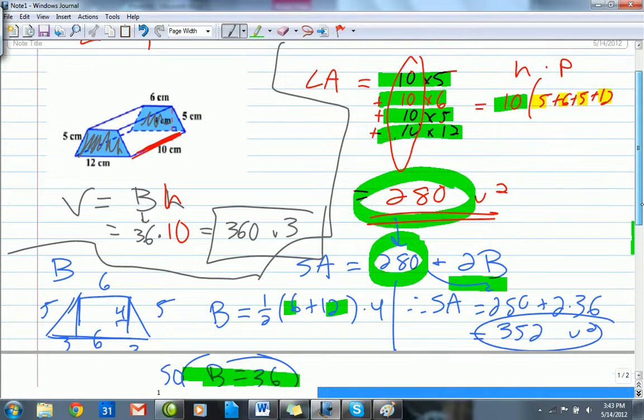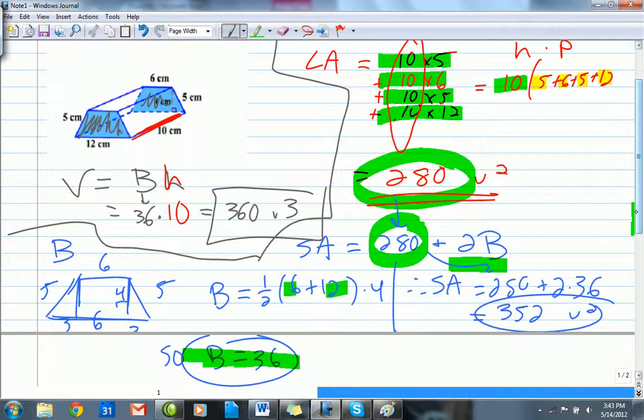All right, so that's a quick example of surface area, lateral area, and volume pertaining to, in this case, a trapezoidal right prism.